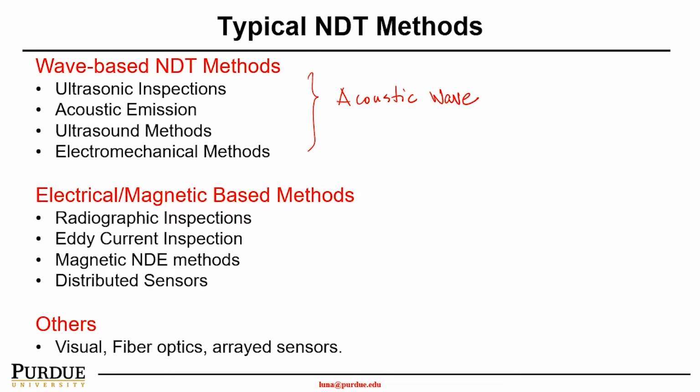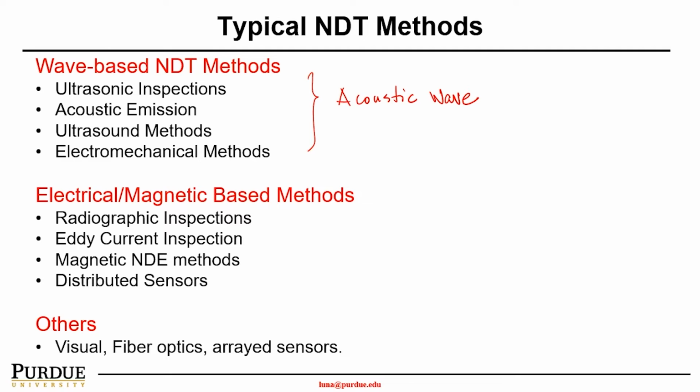magnetic based methods, which typically include eddy current, thermographic, radiographic, and distributed sensors. Another type is visual inspection, fiber optics, and array sensors.